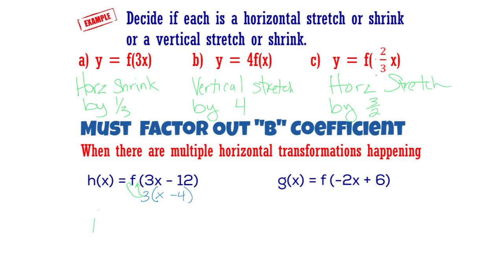So I'm going to say that it's a horizontal shrink again by 1/3. It's 1/3 as wide as it used to be. And the 4 is a horizontal shift. I'm going to do the opposite. So where it feels like it should go left, nope, it's going to go right. 4 units, not 12 units, 4 units.